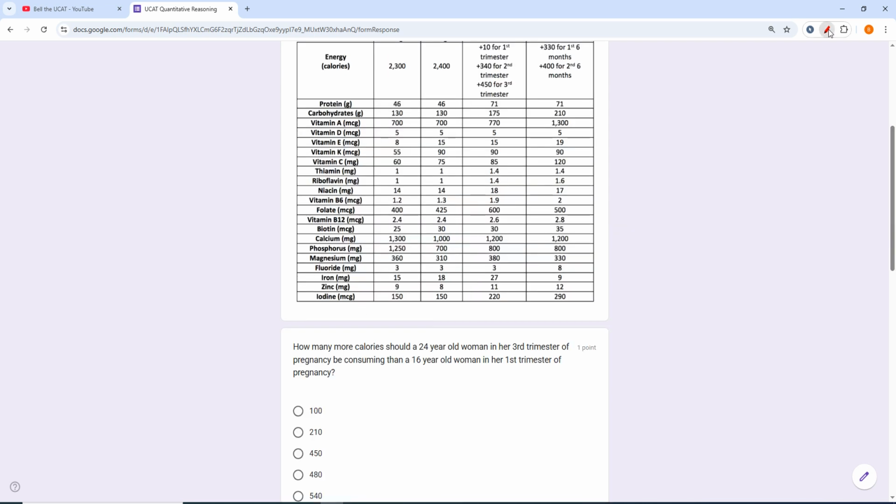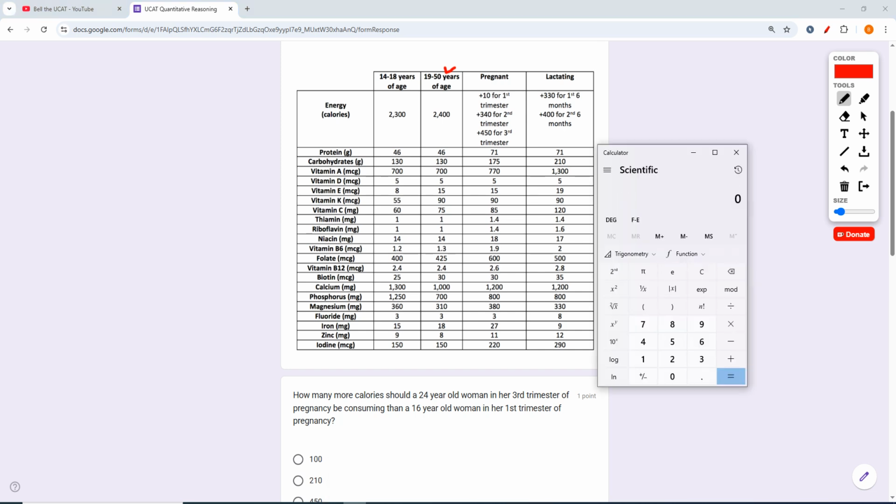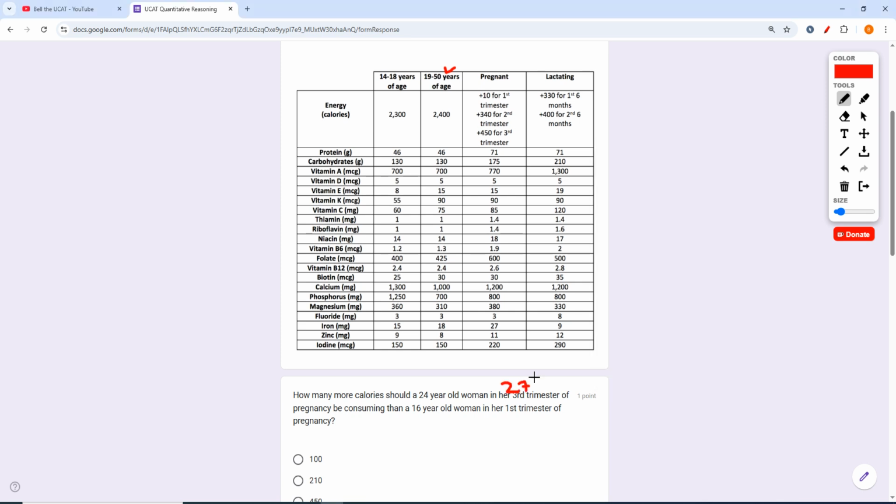How many more calories should a 24-year-old woman in her 3rd trimester have? 340. So do I have 2,400? Do I have 2740? Is what we could take. So for this one we got 2740.